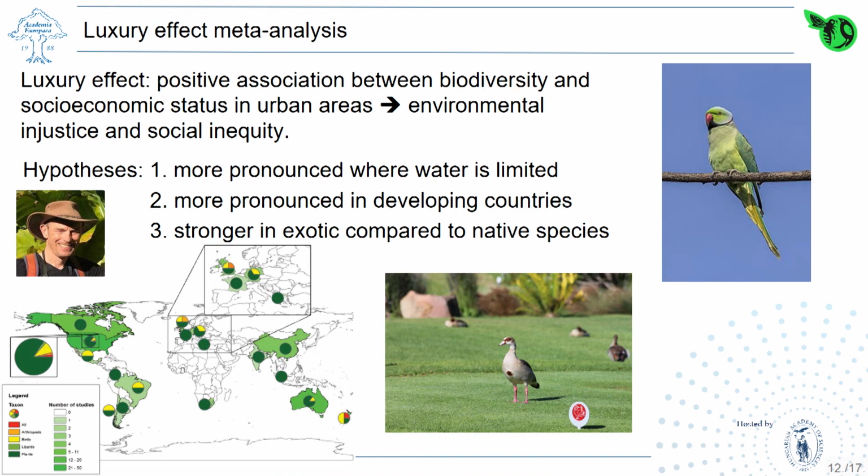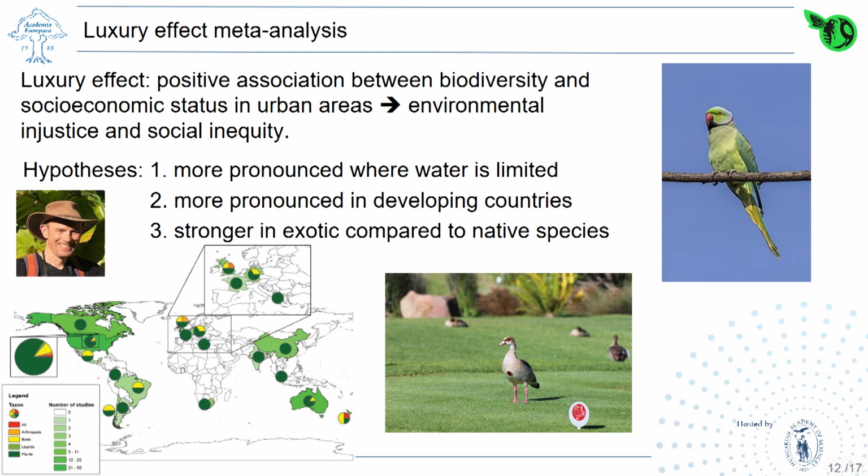Now we switch to another interesting meta-analysis study done by Dan Chamberlain from the University of Turin. And with him and some South African colleagues, we investigated the so-called luxury effect. This luxury effect states that there is a positive association between biodiversity and socio-economic status in urban areas. So to understand it better, richer areas in cities are greener.